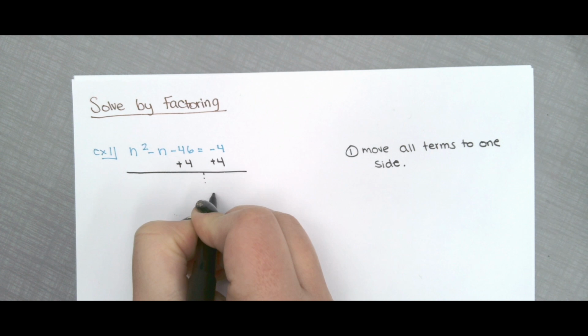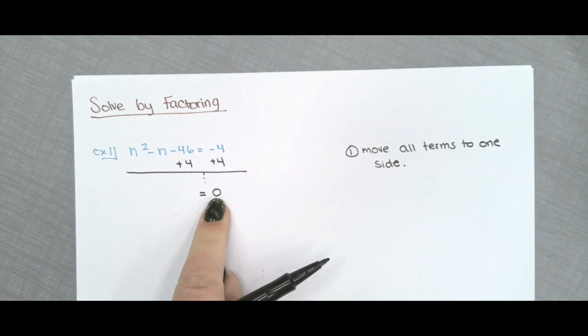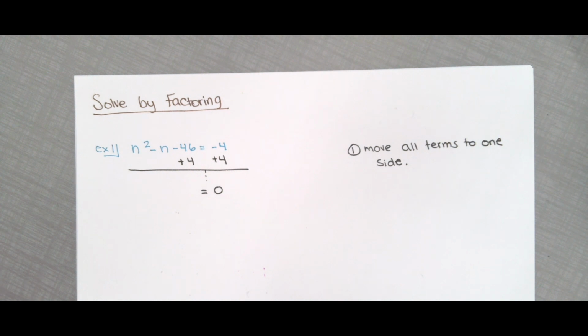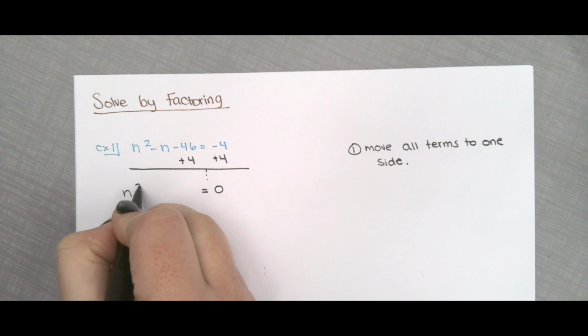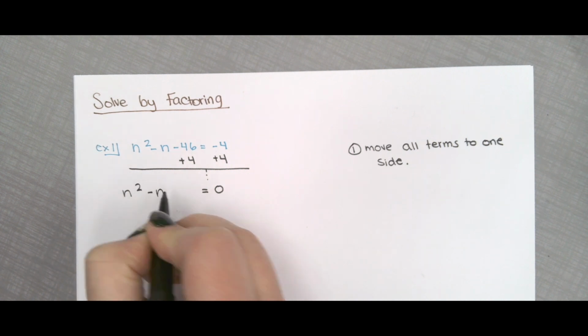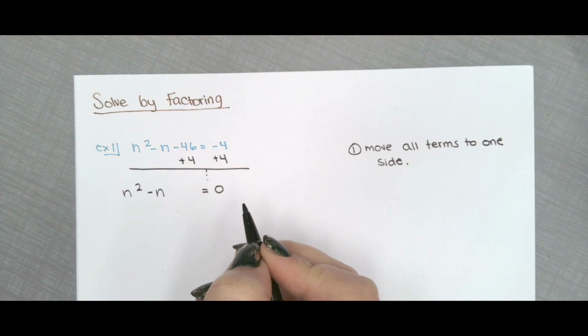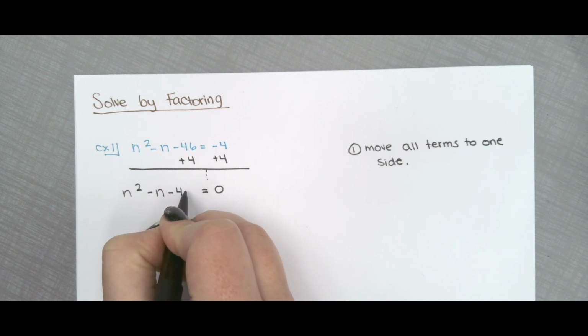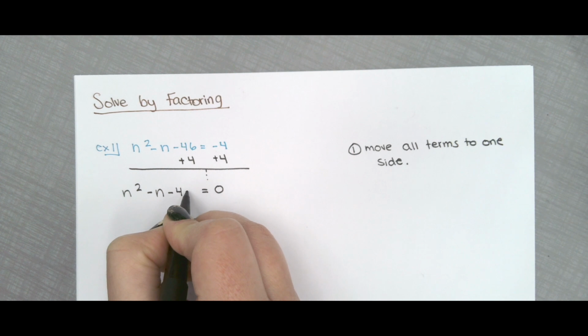But what ends up happening is you're going to equal a 0. This is always going to happen when you're solving by factoring. There's always going to be a 0 equals. And then you're going to have your leftovers by combining like terms. Can someone do negative 46 plus 4, please? 40, 42.